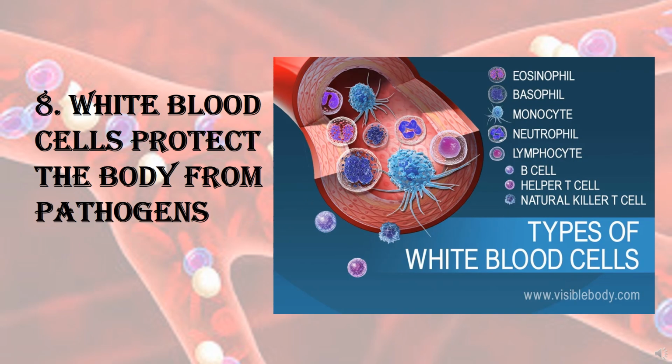8. White blood cells protect the body from pathogens. The many types of white blood cells in blood. White blood cells, also called leukocytes, are the disease-fighting components of blood. They account for just 1% of circulating blood but multiply during infection or inflammation. There are 5 types of white blood cells: neutrophils, eosinophils, basophils, lymphocytes, and monocytes. Neutrophils are the most abundant, comprising 60% to 70% of all white blood cells.